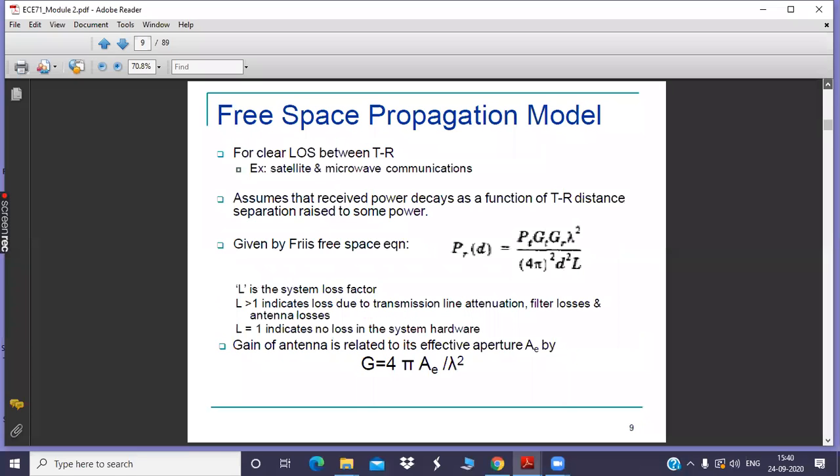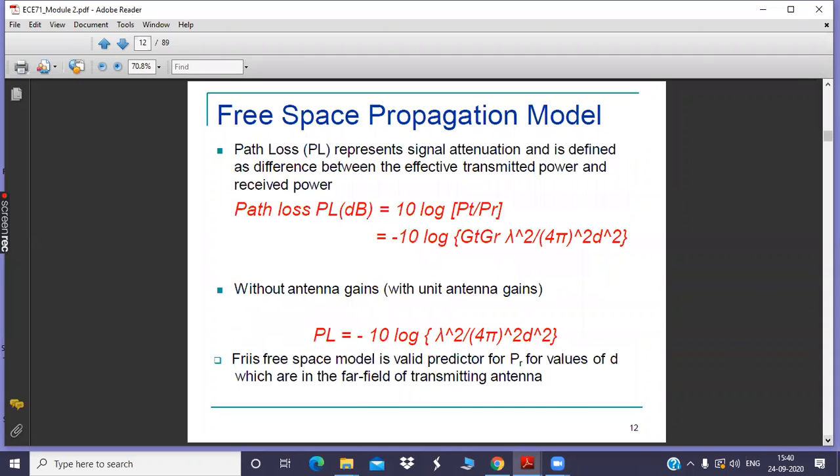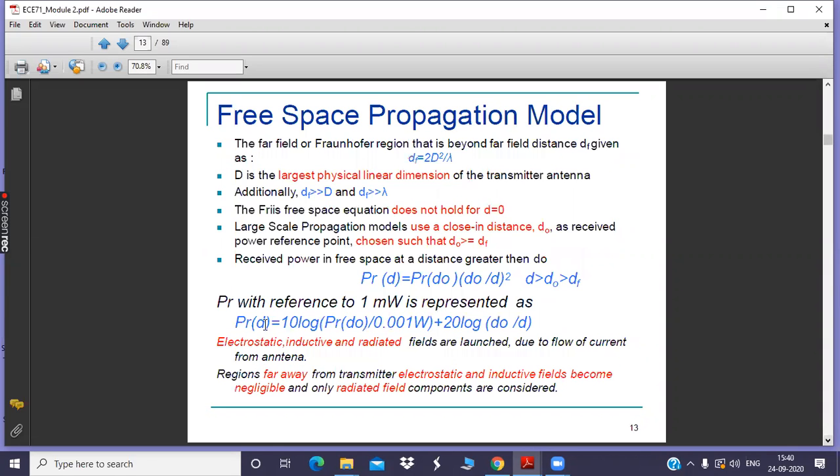In this Friis free space propagation model, we have one equation which is known as the Friis free space equation. This is one very important equation. Secondly, we have done a derivation for path loss. This is the second equation. And the third equation gives the power level received at a distance D, provided we know the power level at D0. And we divide it by 0.001 watts to convert decibels into dBm.